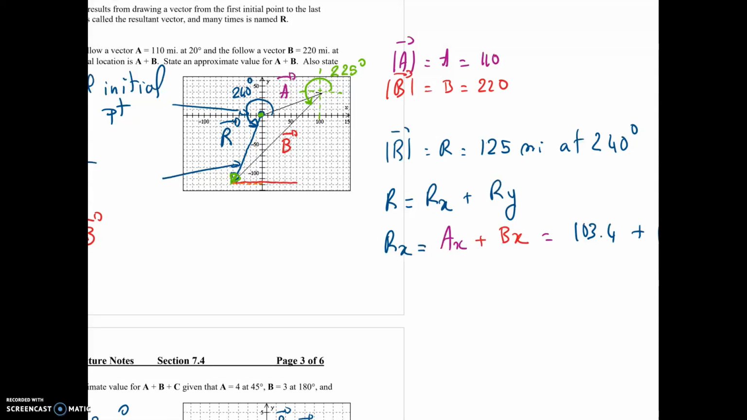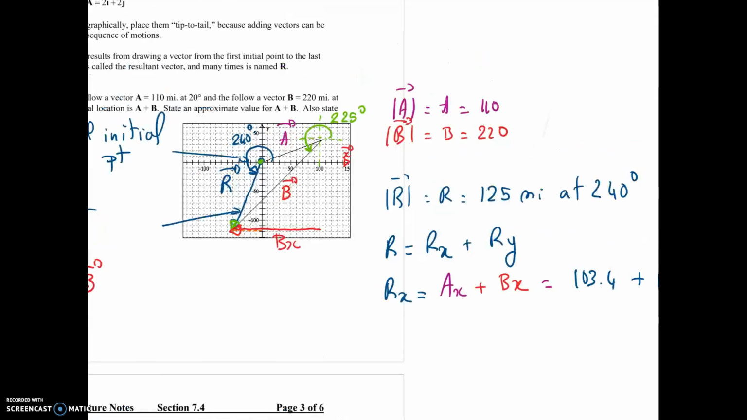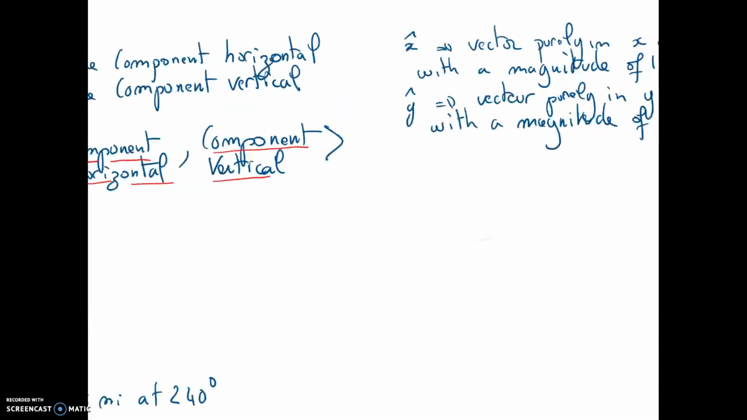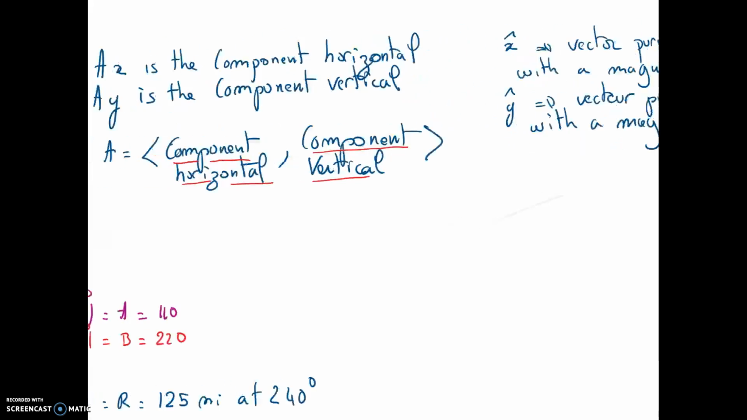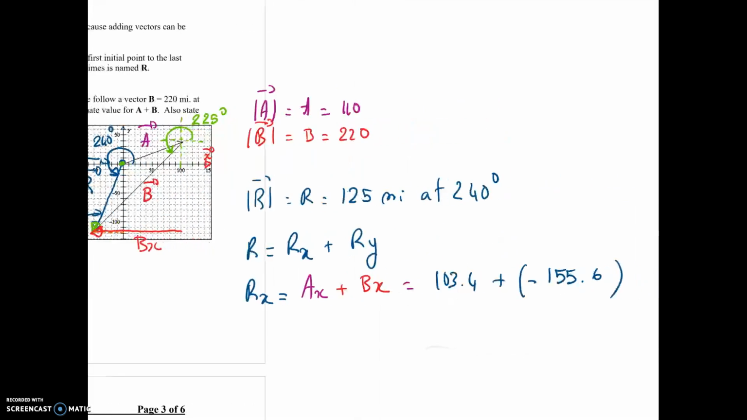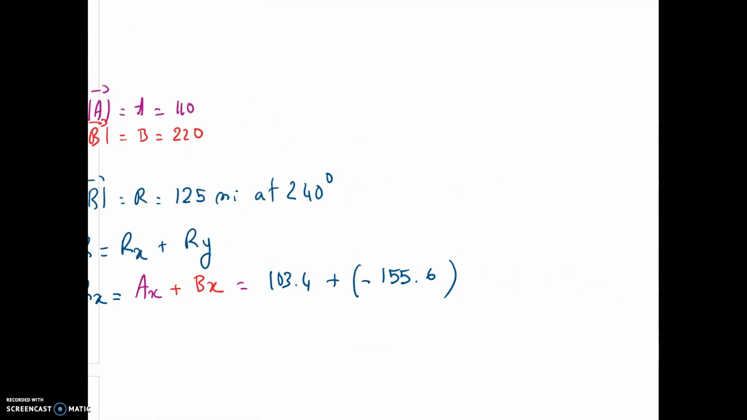Okay, Bx. This is Bx, and Bx is going in the opposite direction as the vector, which is, like we said before, just to show you again, the vector purely in x dimension with a magnitude equal to 1 and going in one direction. I know that it's going to the left, so obviously that's why we have negative 155.6 miles. So we end up with Rx equal to negative 52.2 miles.